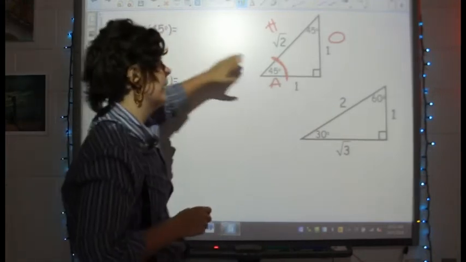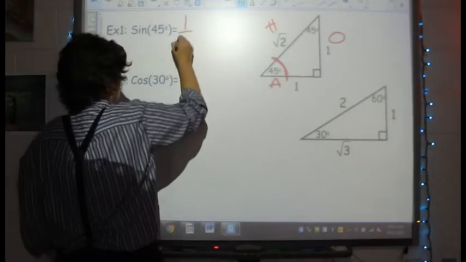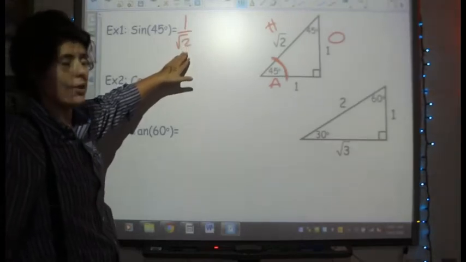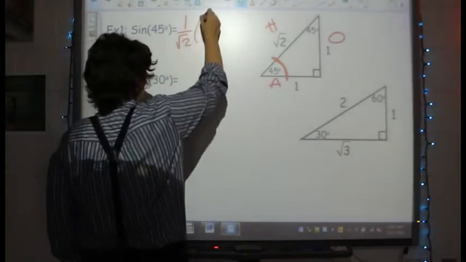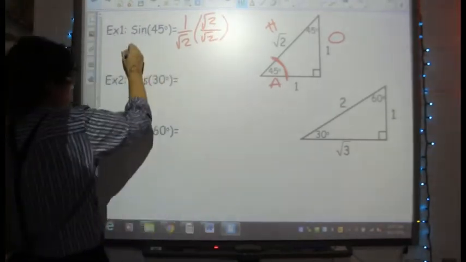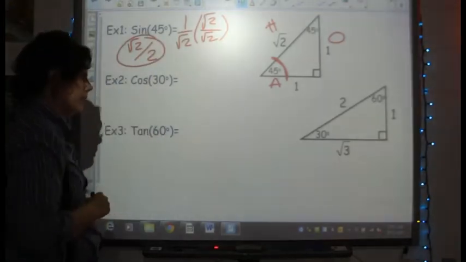And since we want sine, we want opposite over hypotenuse. So we have 1 over the square root of 2. However, it needs to be rationalized. You can't have a radical in the denominator. So we're going to multiply by square root of 2 on top and square root of 2 on the bottom, which means we wind up with the square root of 2 divided by 2 for sine of 45.